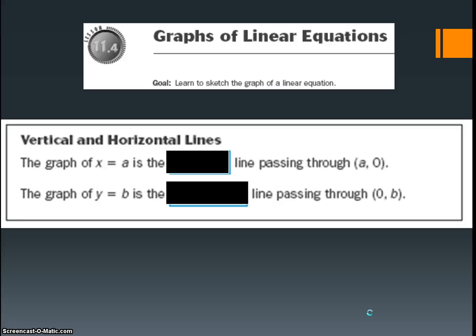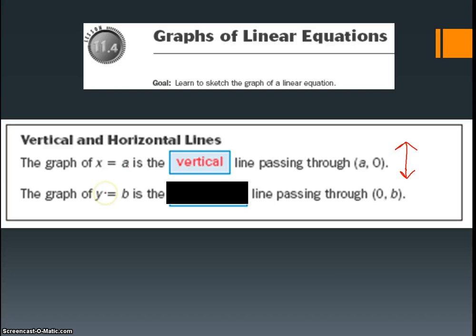Other types of graphs of linear equations are vertical and horizontal lines. When you have x equals a, this is a vertical line. Okay, so it's an up or down line. It does not pass through the y-axis, so there is no y to it.